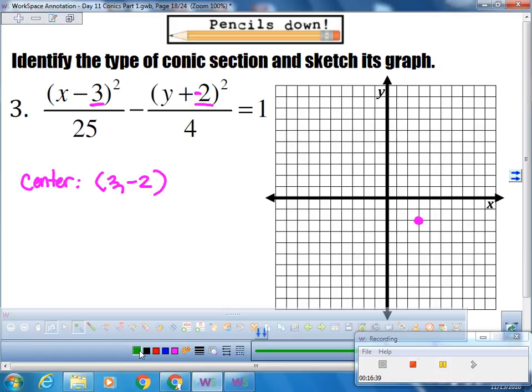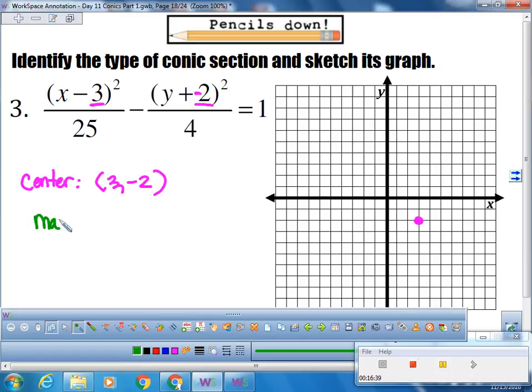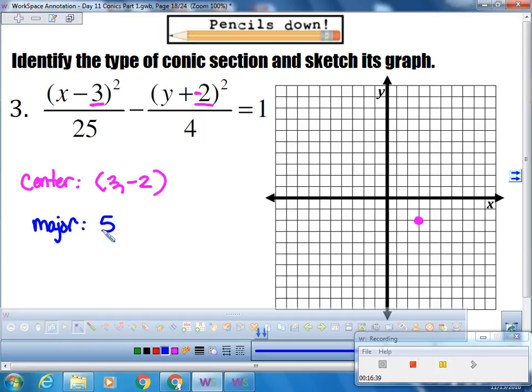I know I have a major axis is 25. I'm going to do this in blue. Major axis is going to be 5 because this is 5 squared.